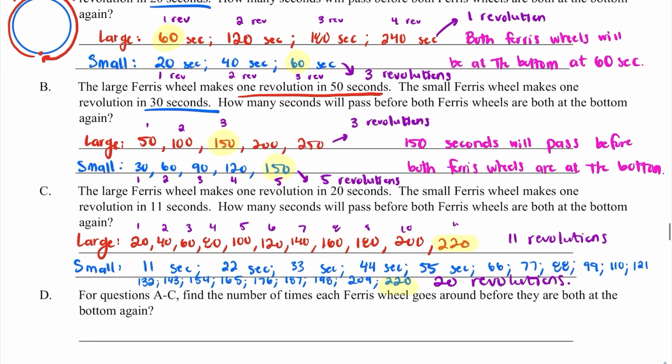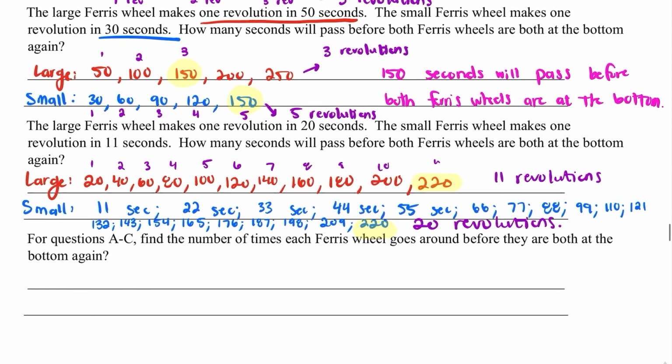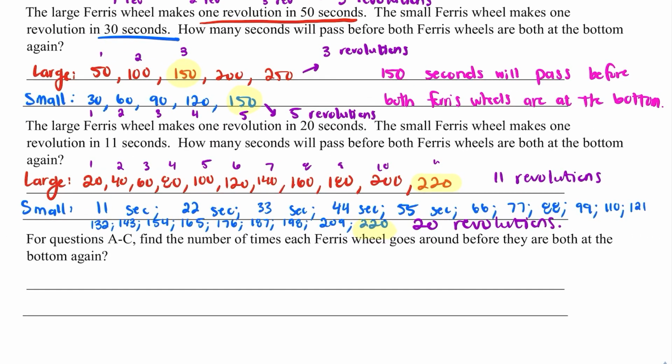Okay, you guys, hopefully you paused the video. Take a look here. How was it? You'll notice that it probably took you a little while. You had to list quite a few multiples before you were able to find that least common one. So the large Ferris wheel, it took us 11 revolutions. We had to find 11 multiples of this number in order to get the least common one.